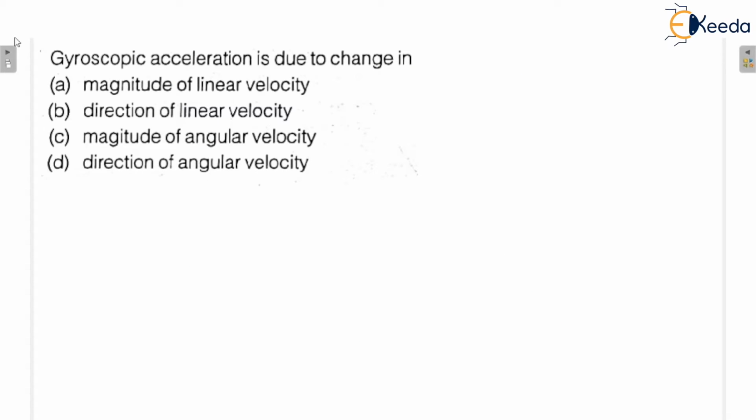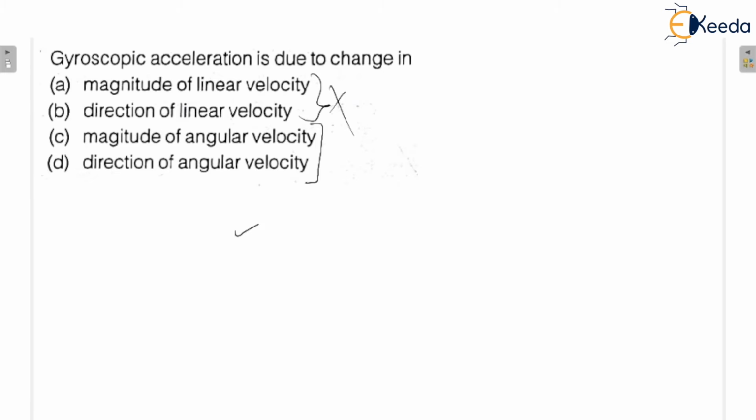Gyroscopic acceleration is due to change in what? The magnitude of linear velocity, direction of linear velocity, magnitude of angular velocity, and the direction of angular velocity. First, it should be clear that there is no linear velocity role in the gyroscopic acceleration. So, either answer is C or D. We have to calculate which one is correct.